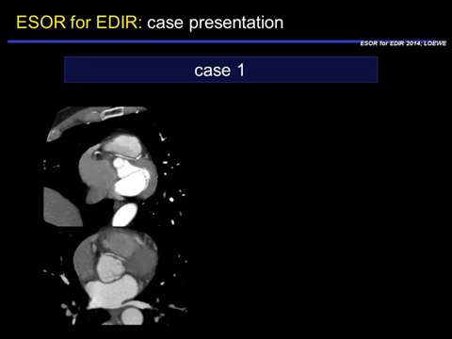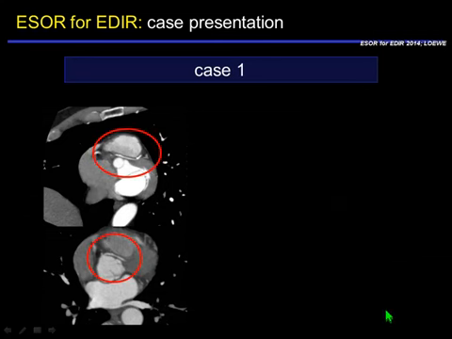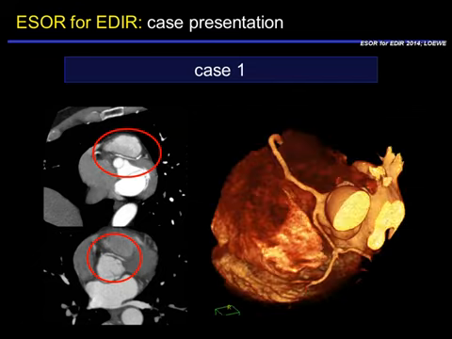So, these are the images as obtained. We have the maximum intensity projections here, and we have the volume rendered image here. So maybe you should focus on that.